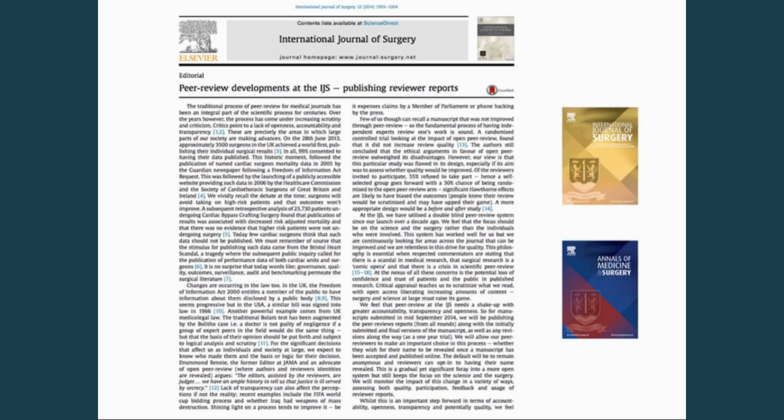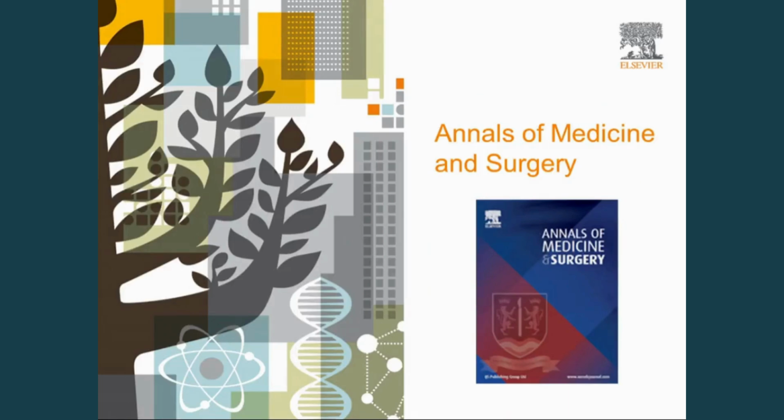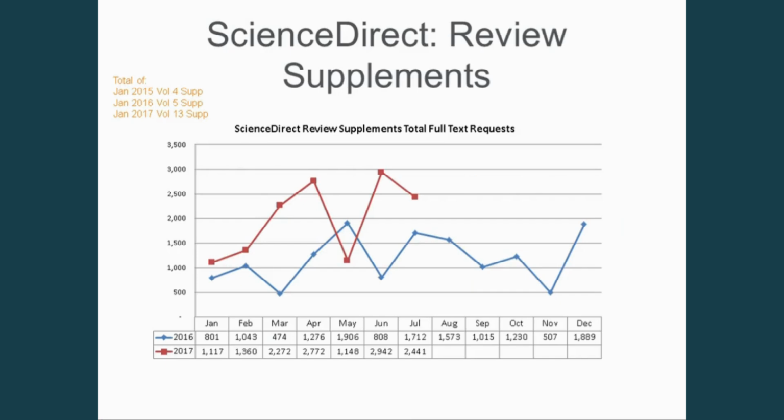So just to go over some of the developments that we've made, I'll highlight the Annals of Medicine and Surgery first of all, and then I'll speak about the International Journal of Surgery. We introduced this as soon as the pilot started in late 2014. Here you can see downloads of the actual full text requests and downloads of the actual peer review reports themselves. This is quite interesting in that it's telling us what the interest is in actually reading these peer review reports that we're publishing now.